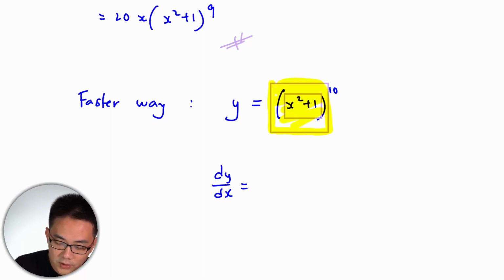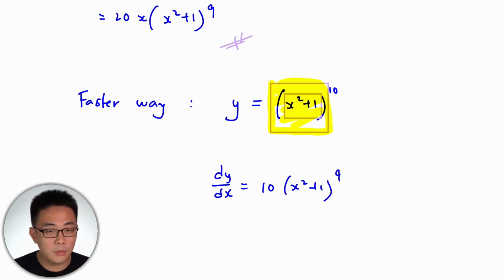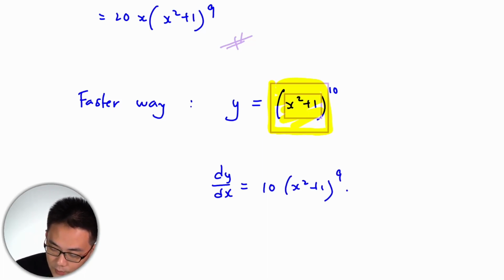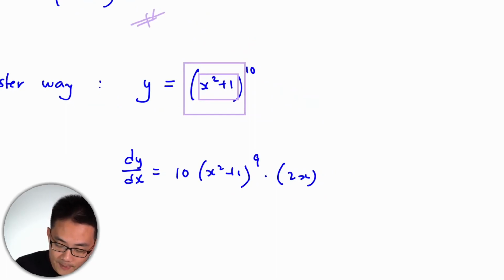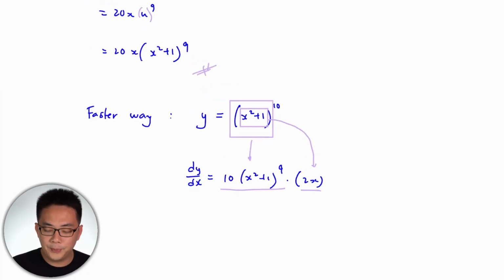When you differentiate this outer layer, it will be 10 (x squared plus 1) to the power of 10 minus 1, which is 9. Then after which you differentiate the one inside, which is x squared, so this is 2x. So this will be a faster way. You layer it out as such, this outer layer and this inner layer. So this is the chain rule.